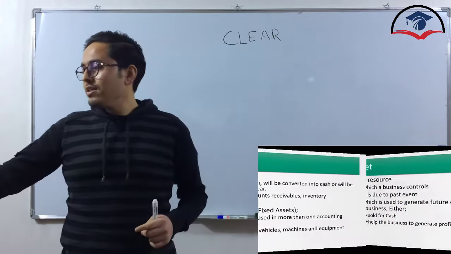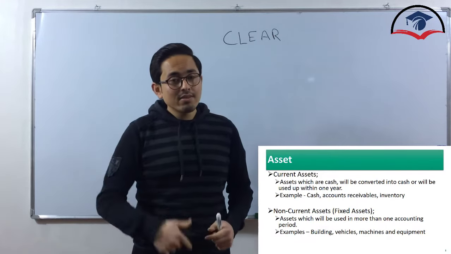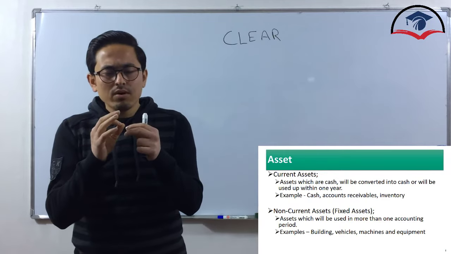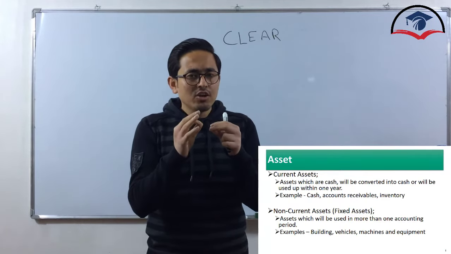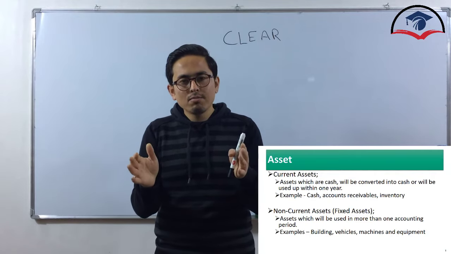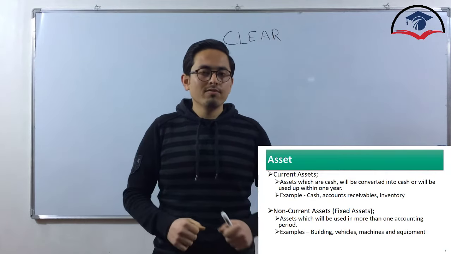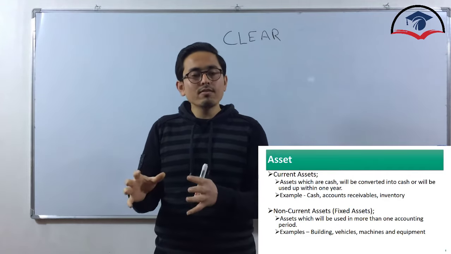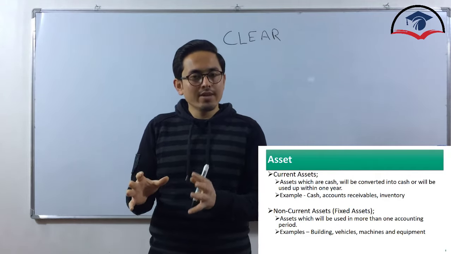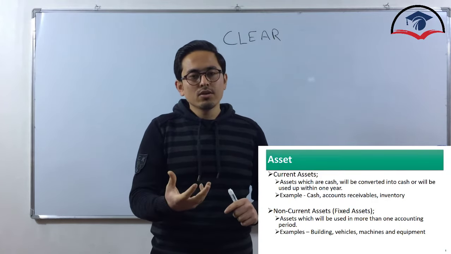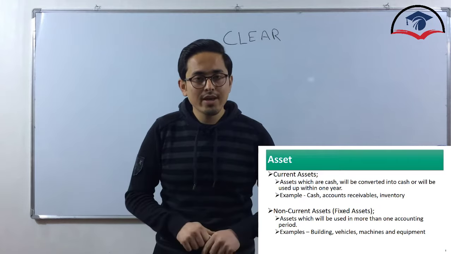Assets are mainly divided in two parts. We have current assets and non-current assets. A current asset, in simple words, is cash or something which is convertible to cash in a short period of time. And that short period of time is mostly a year or 12 months. This kind of asset is easily convertible to cash, and the cash itself is also a current asset.